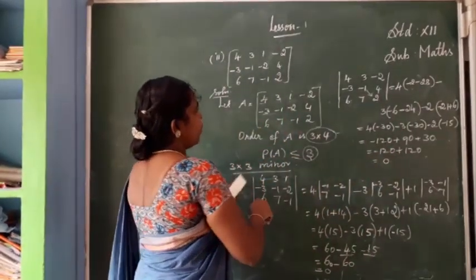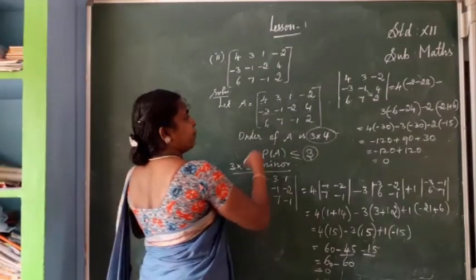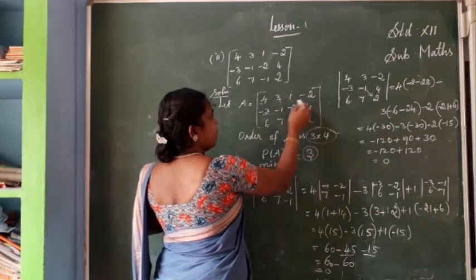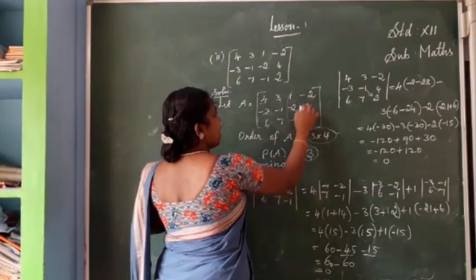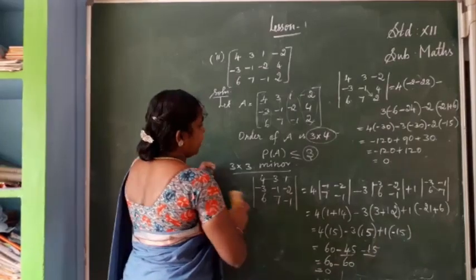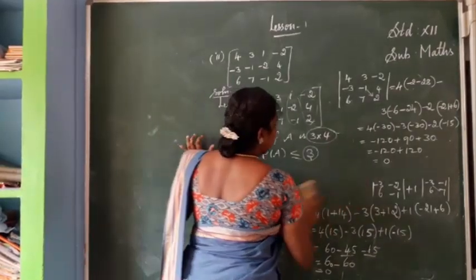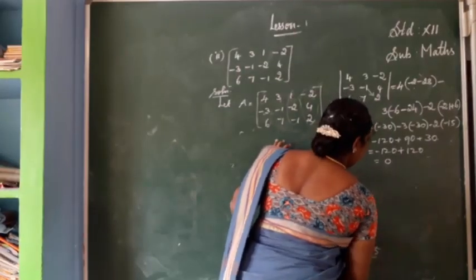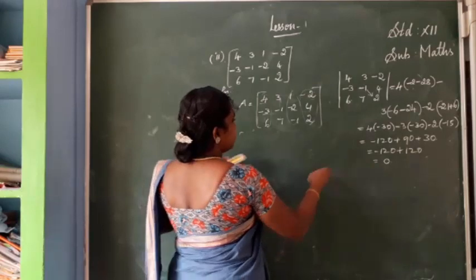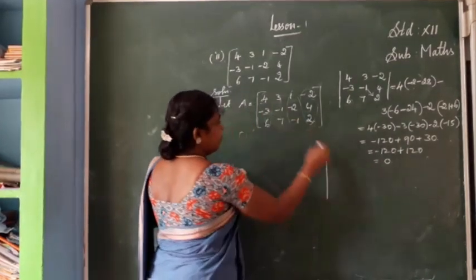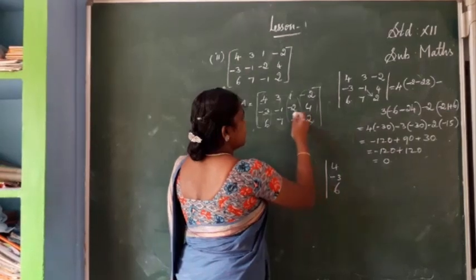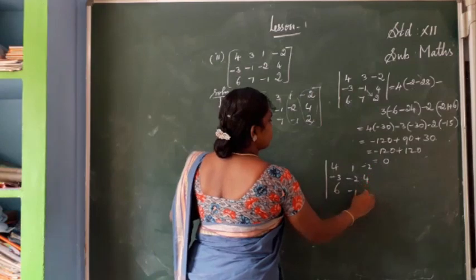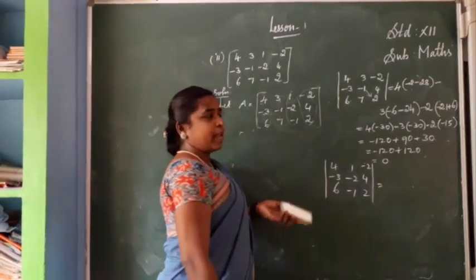So again, any other possibilities means again we want to find the 3 by 3 matrix. Okay, first we have taken the first 3, next the first 2 and the last one. Now we are going to take the first 1 and the last 2. Okay, next 3 by 3 minor. Next one is the determinant: first column 4 -3 6, the last 2 columns 1 -2 -1, -2 4 2.